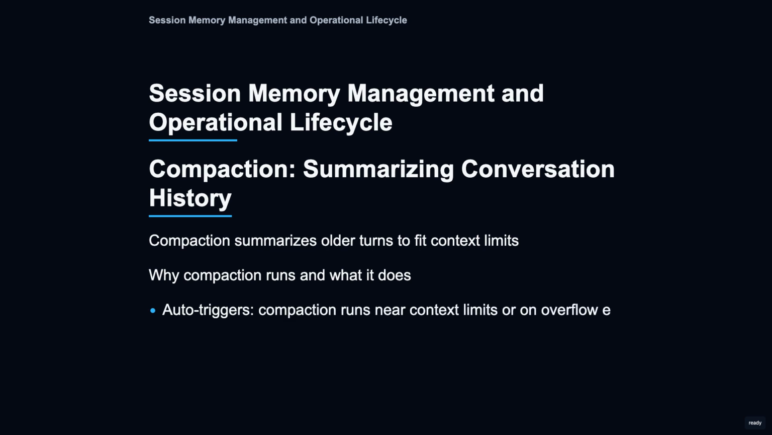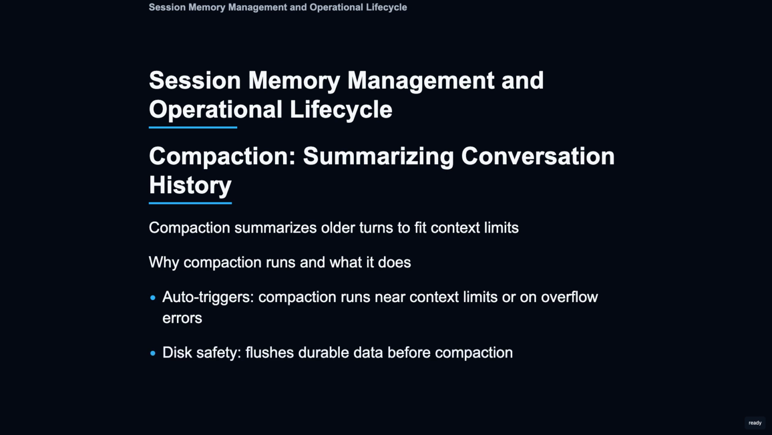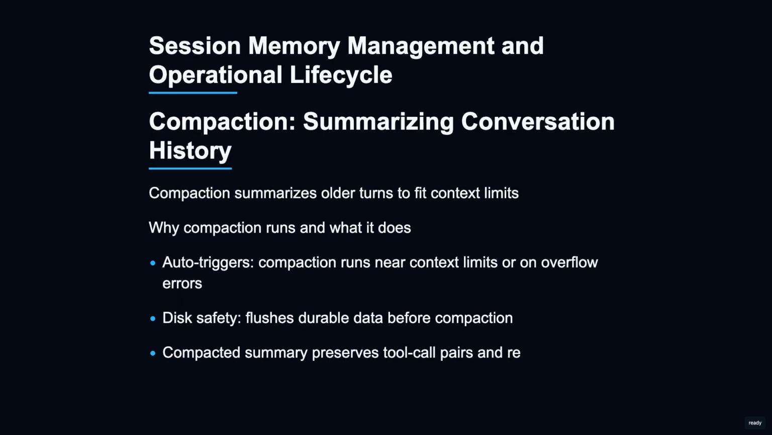OpenCLAW triggers compaction automatically when a session nears its context budget or if the model returns a context overflow error, retrying the request after compaction to avoid failures. Before compaction, OpenCLAW may flush important notes and state to disk to prevent data loss during the compaction and retry process. The summary is appended as a special entry, keeping recent turns verbatim and folding older ones. Tool calls and their results remain paired to preserve logical associations in the trimmed history.